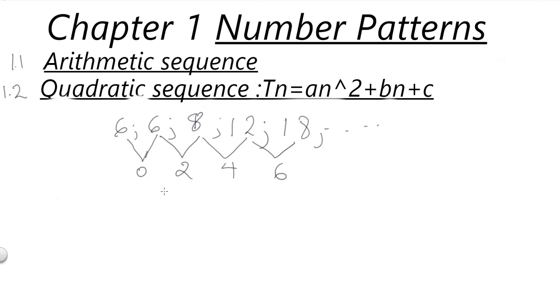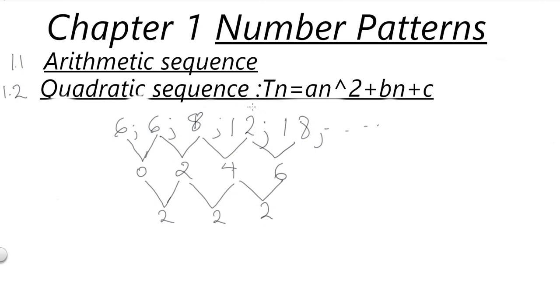Now, when you see a sequence and the first difference is not common, you have to try the second one, okay? There we go. 2 minus 0 will be 2. 4 minus 2 will be 2. And 6 minus 4 is 2. So when you have a sequence and the first difference is not common but the second difference is common, it's called a quadratic sequence.